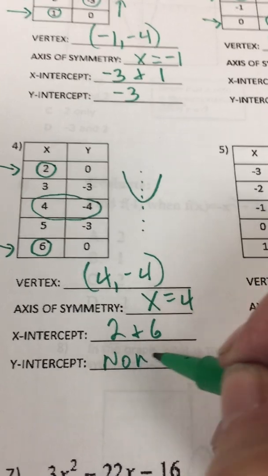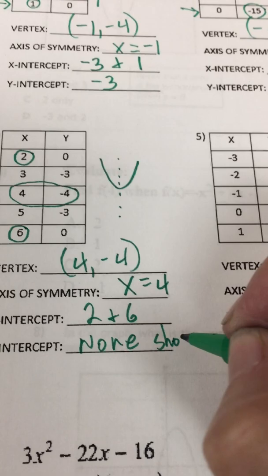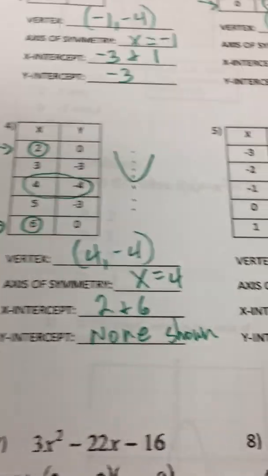Now, there probably is a y-intercept because it's crossing the y-axis somewhere. I just can't see it. So none shown, right? Or none in table. I just can't see it.